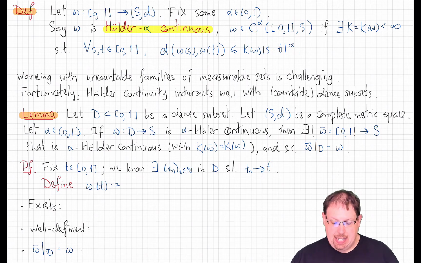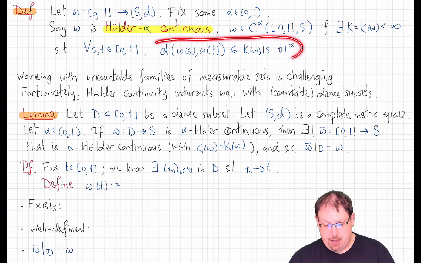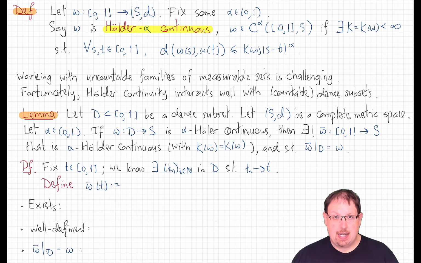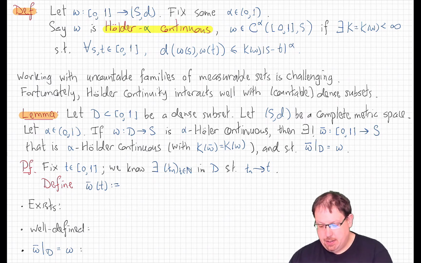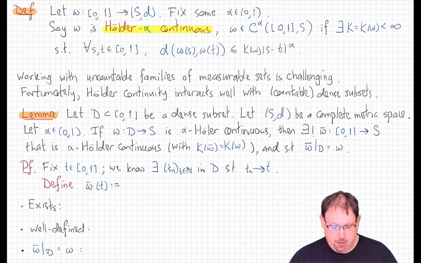Suppose that D is any dense subset of the unit interval, and suppose that our metric space is actually complete. If we have a function omega defined only on D, that is alpha Hölder continuous, meaning that this property here holds for all s and t in D, then there exists a unique extension of that function omega to omega bar defined on the full unit interval that is also Hölder continuous with the parameter alpha and with the same Hölder constant k. The proof of this is nearly identical to the proof of the comparable statement where we just have continuity instead of Hölder continuity that we proved earlier in this course.